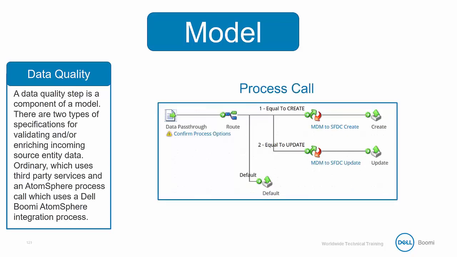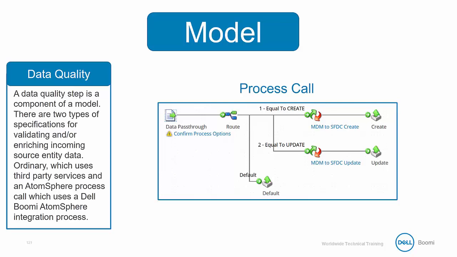The next data quality step is the process call tool. It allows you to link any process you have in your Atomsphere account straight into your MDM solution. The process call data quality step is the ultimate tool to use when creating your MDM solution. This particular data quality step takes the power of the Atomsphere platform and puts it into the hands of the MDM user. Literally anything that is possible in Atomsphere can be created and used to validate and enrich your data.